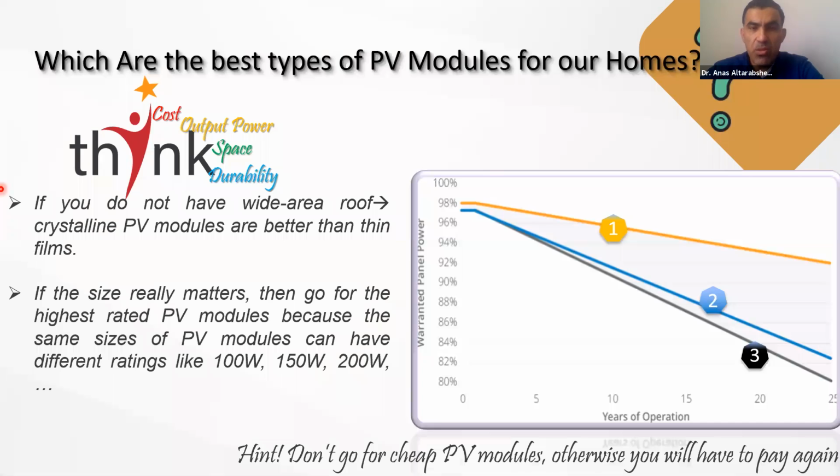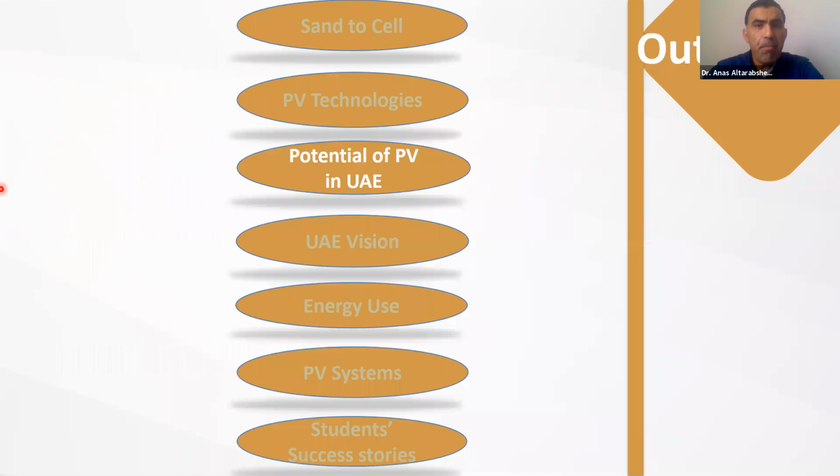Now, if you don't have a wide area on your roof, you can choose the crystalline PV modules because they are the best among the others. If the size really matters, then we have to go to the highest rated PV modules. Why is that? Because the small size of PV modules can have different ratings, for example, 100 watt, 150, 200, and could be more. So the tip here: don't try to go with the cheap PV modules. Otherwise, you'll have to pay again.